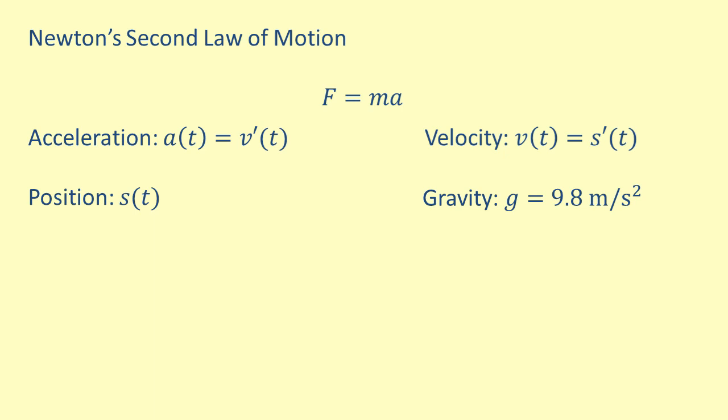When an object is thrown upward, gravity acts in a downward direction, and in that case, the force of gravity is given by F sub g equals negative m times g. Our force equation is then F equals F sub g, or m times v prime of t equals negative m times g. Note that we can divide both sides by m, leaving v prime of t equals negative g.